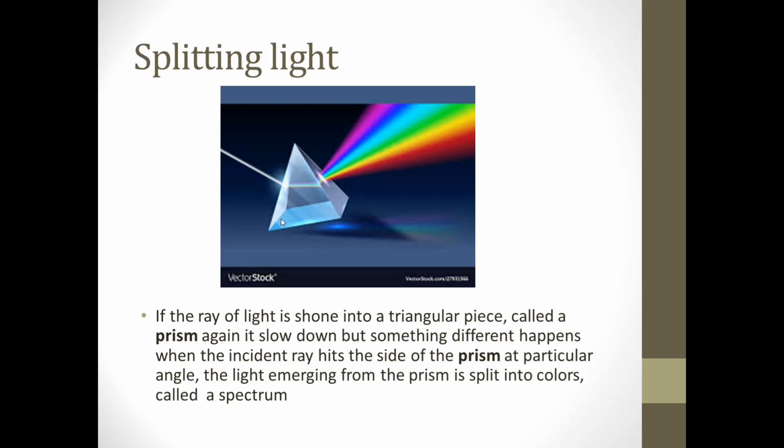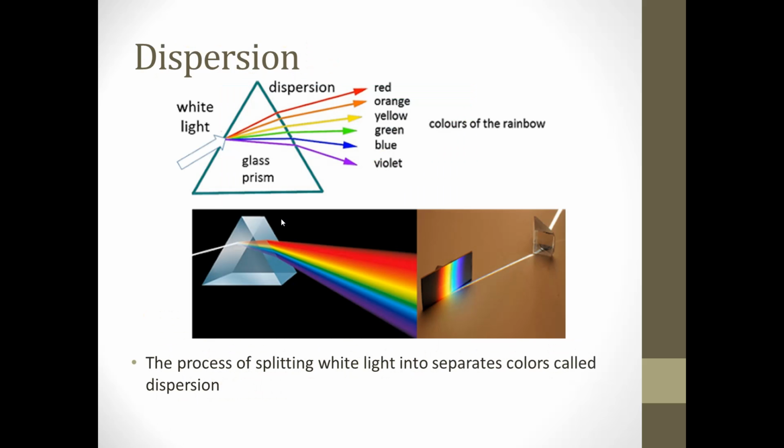First of all, the process when the white light splits into many colors, we call dispersion. The colors that split from the white light are called the spectrum, and the triangular shape is called a prism. Is it clear? So what is dispersion? The process of splitting white light into separate colors is called dispersion. This is when white light is separated into many colors.